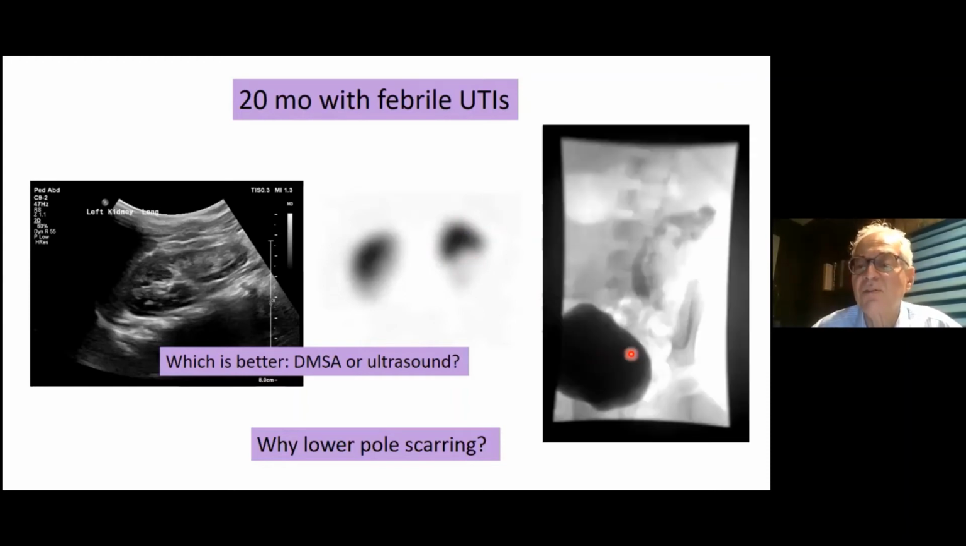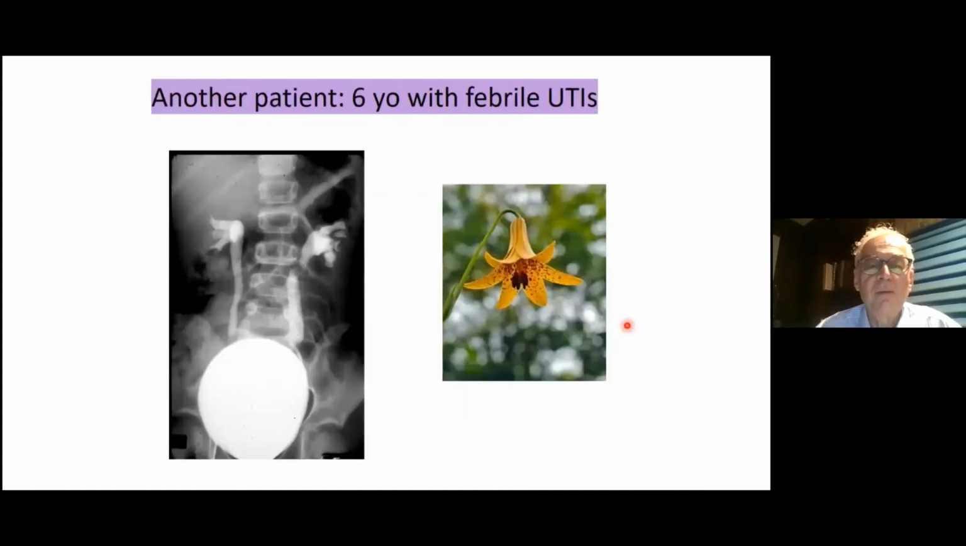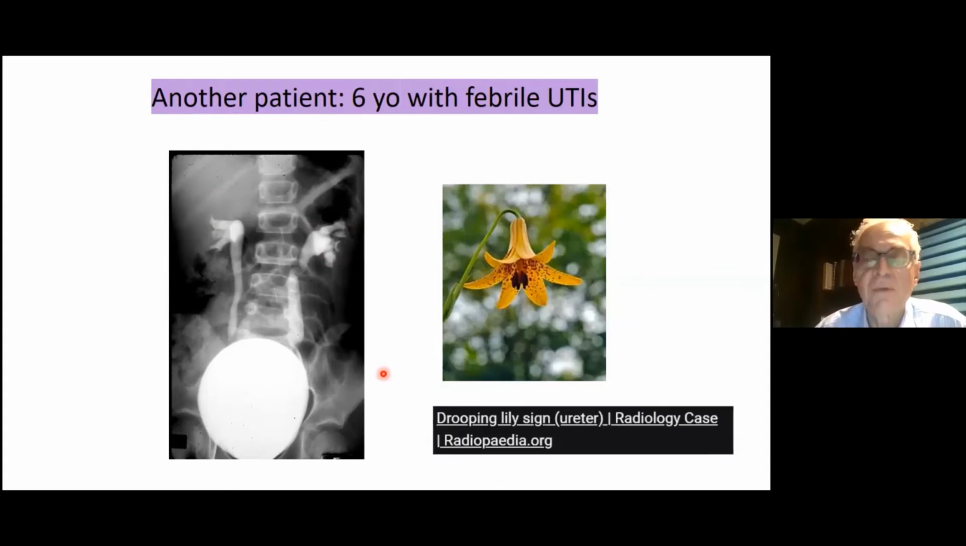Okay, and there's the cystogram on this patient too. You can see the lower pole reflux. Remember, this is another case of bilateral lower pole reflux, bilateral duplications. You're missing the calyces up here, your axis is off, and you have the so-called drooping lily sign, and that's when you see lower pole reflux, and that's the only time when you're really going to get lower pole scarring alone. Okay, there you go.